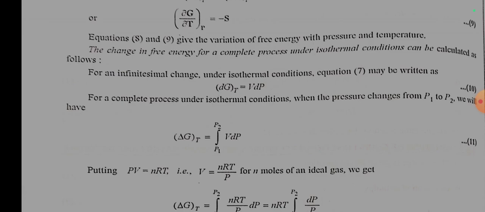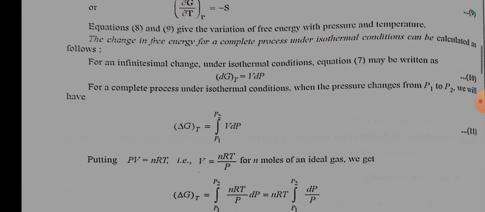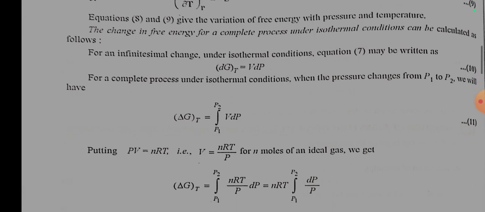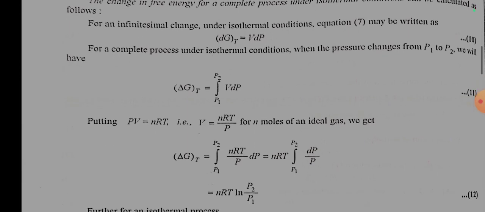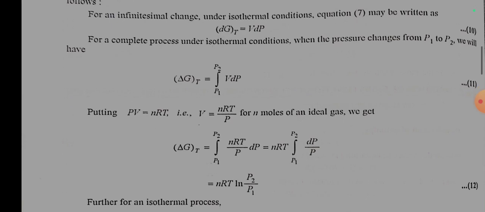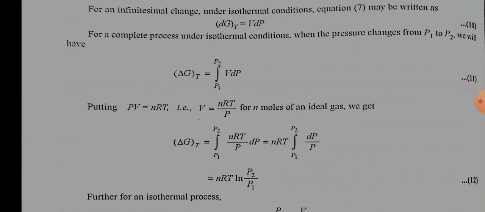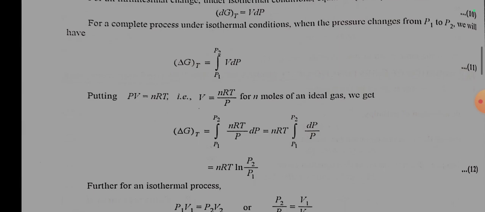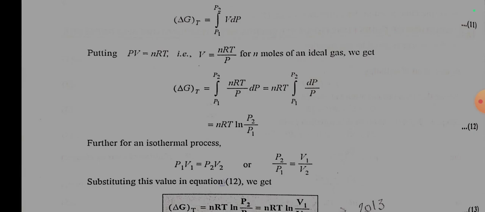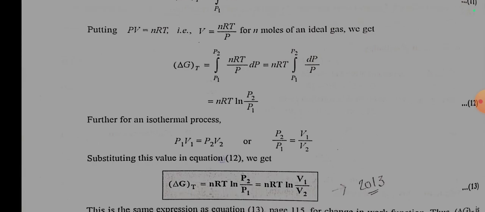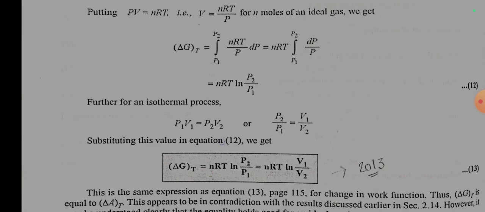The change in free energy for a complete process under isothermal condition can be calculated as follows. For an infinitesimal change under isothermal condition, equation 7 may be written as dG at constant T is equal to VdP. For a complete process under isothermal condition, when the pressure changes from P1 to P2, we will have delta G at constant T is equal to the integration from P1 to P2 of VdP. Putting PV is equal to nRT, that is V is equal to nRT by P, for n moles of an ideal gas, we get delta G at constant T is equal to the integral from P1 to P2 of nRT by P.